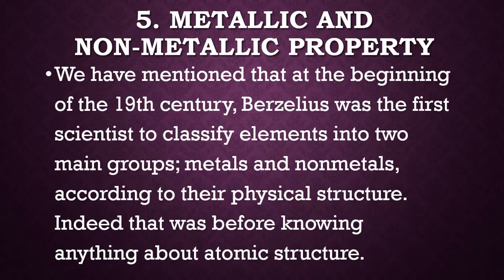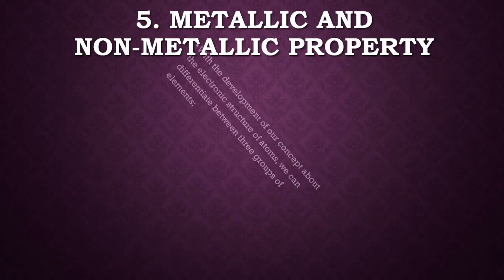We have mentioned at the beginning of the 19th century that a scientist called Berzelius was the first scientist to classify elements into two main groups, which are metals and non-metals. And this was according to their physical structure and physical properties. Indeed, that was before knowing anything about the atomic structure.